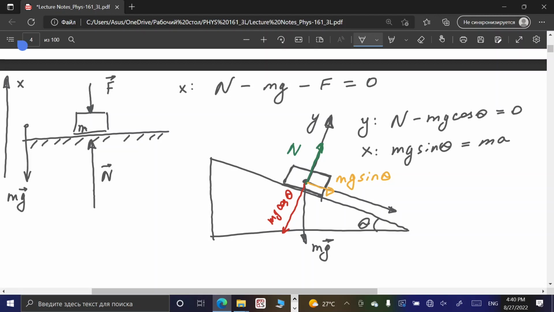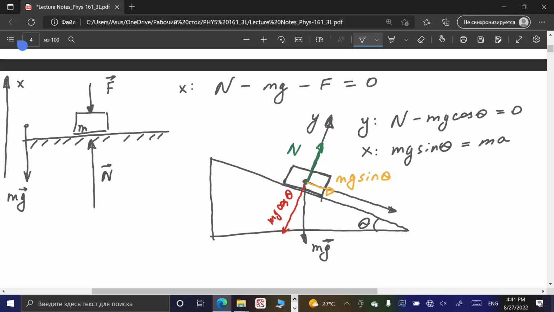So since we don't have any friction, there is nothing which counterbalances the x component of the weight, which is mg times sine theta. And that's why it results in acceleration of this block along axis x. So if we change angle theta, for instance, if we decrease this angle theta to zero, then obviously this acceleration will also go to zero, since there is no x component of the weight.